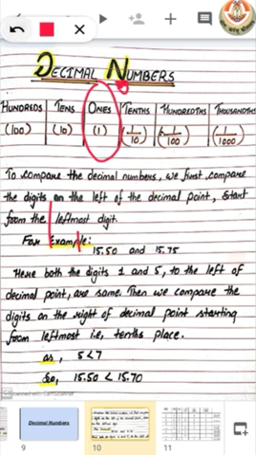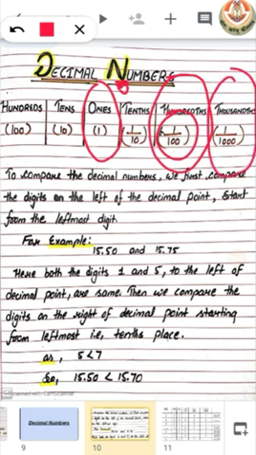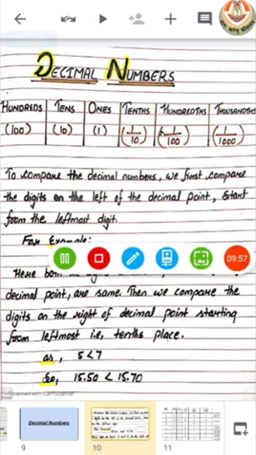Similarly, the next place value after tenths is known as hundredths, which means 1 upon 100. After that we have thousandths, which means 1 upon 1000. Let's see what they all are.